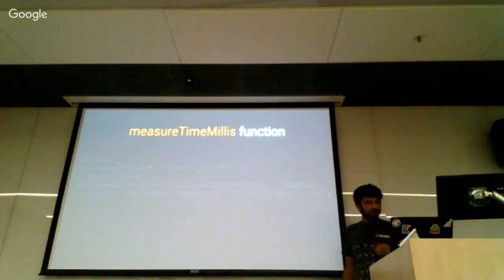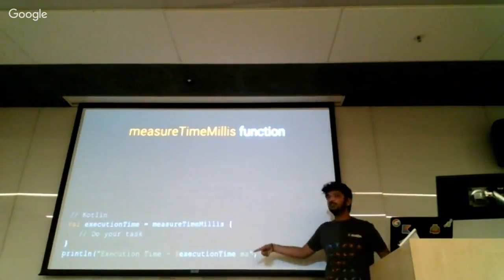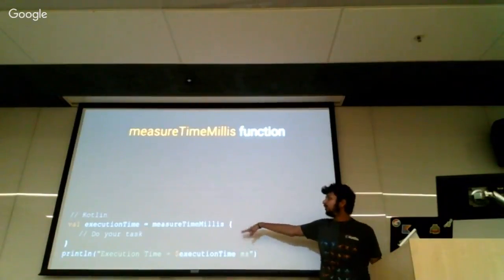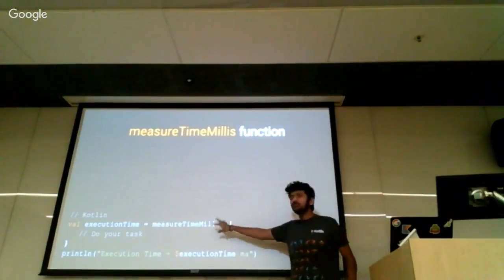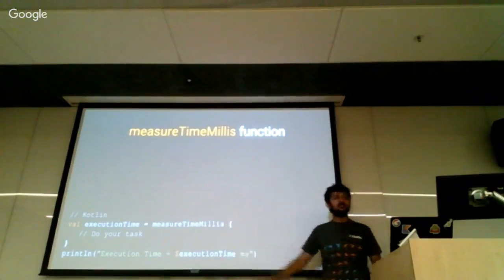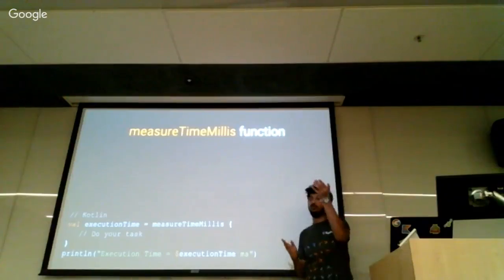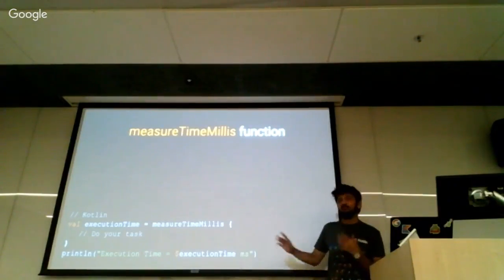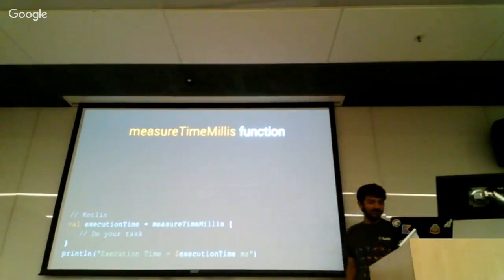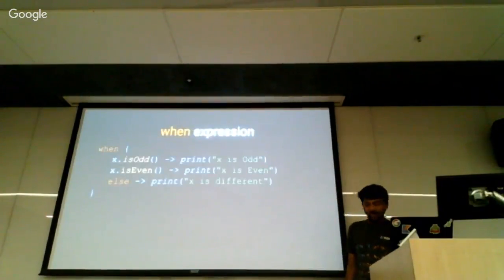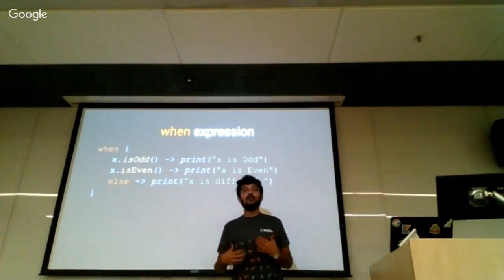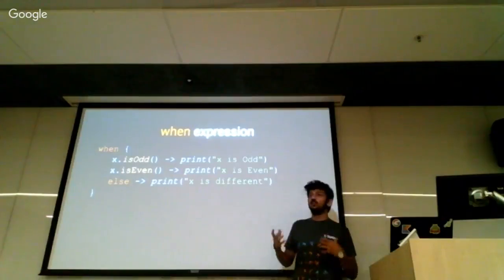Instead of that, in Kotlin there is an extension function, a standard library function called measureTimeMillis. What you do is open it, do your task inside measureTimeMillis, and the execution time will be returned, and you can just print the execution time over here. There's no need to get the current time and subtract it again, and all that Java stuff. You can use this; it looks much more beautiful. So that's measureTimeMillis. And next, when is a super-powered switch case in Kotlin. It's like switch case on steroids.